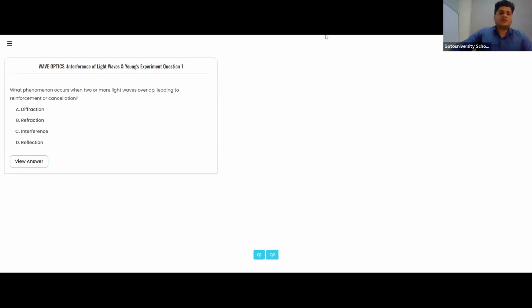The first question: what phenomenon occurs when two or more light waves overlap, leading to reinforcement or cancellation? The phenomenon is known as what? Diffraction? No. Reflection? No. It's interference. Reinforcement means it would be either a maxima or a minima.